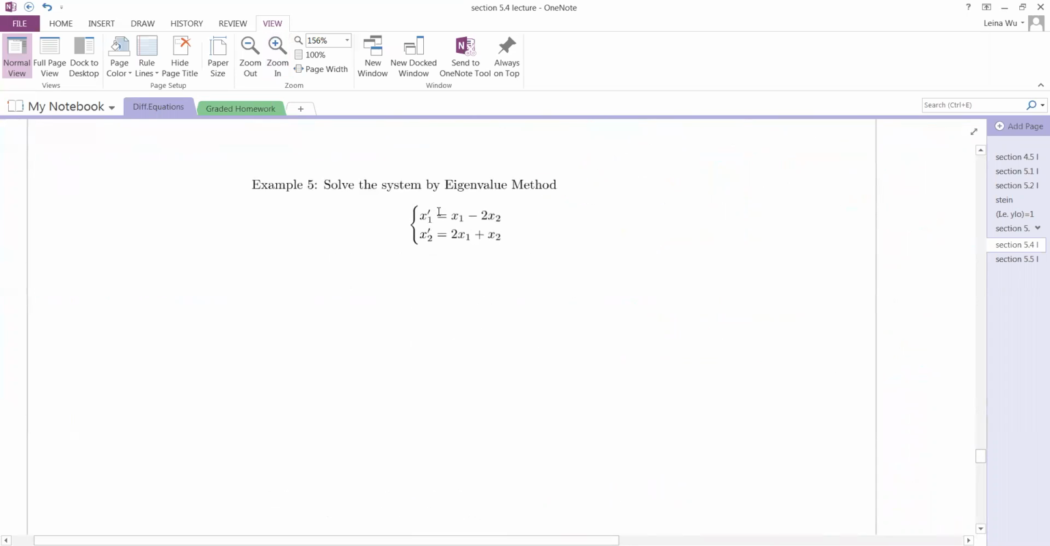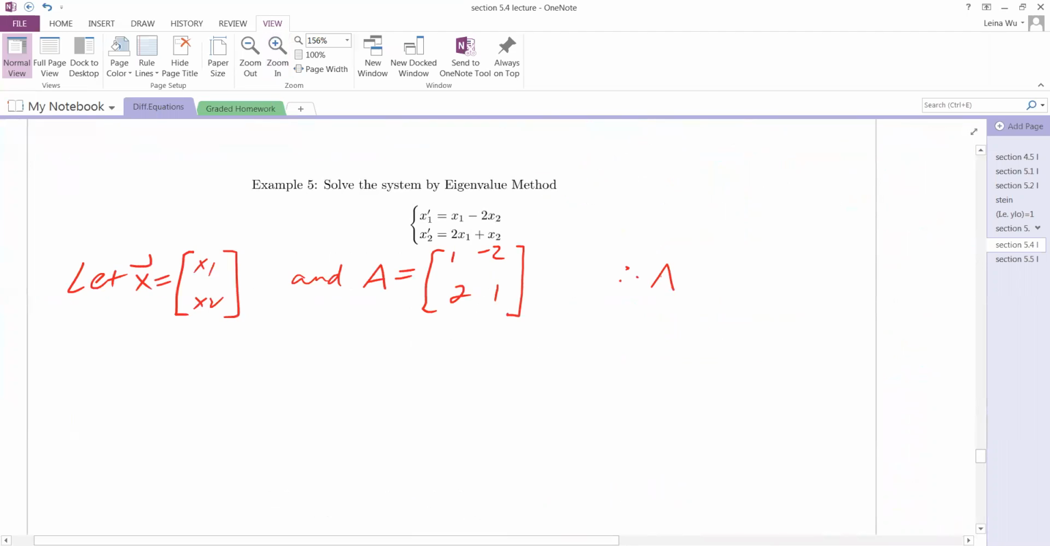So this system, you have x1 prime equals x1 minus 2x2, x2 prime equals 2x1 plus x2. So here we're going to have the unknown vector x as x1, x2, and matrix A will just be [1, -2; 2, 1]. And again, we have the equation x prime equals Ax, which is homogeneous in the first order.